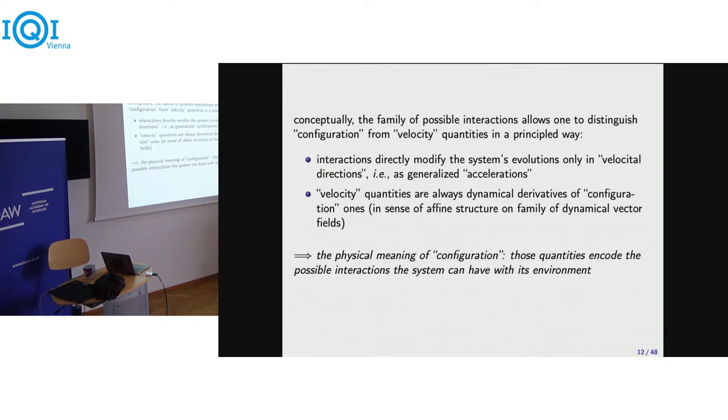So conceptually, the family of possible interactions allows one to distinguish configuration from velocity in a completely principled way that follows just from the intrinsic structure of the dynamics. So interactions directly modify the system's evolution only in velocidal directions, as generalized accelerations. And in fact, velocity quantities are always dynamical derivatives of configuration quantities. Dynamical derivatives in the sense of the affine structure on the family of dynamical vector fields. And so this actually tells us the physical meaning of configuration. The configuration of a system encodes what the possible interactions with its environment are.